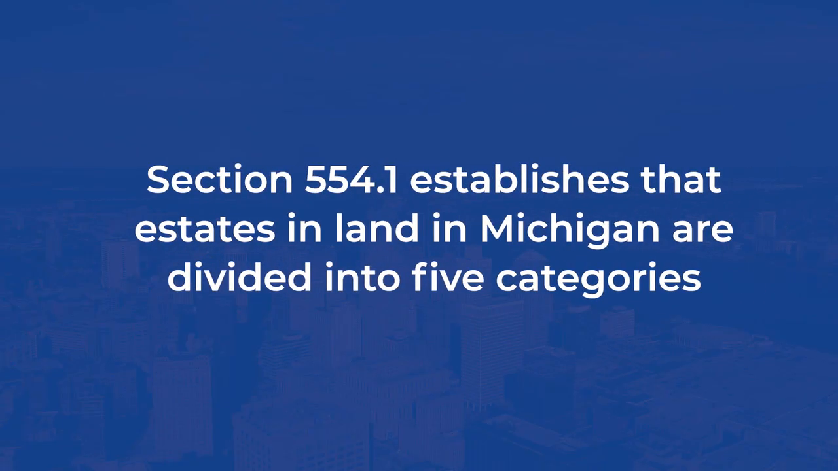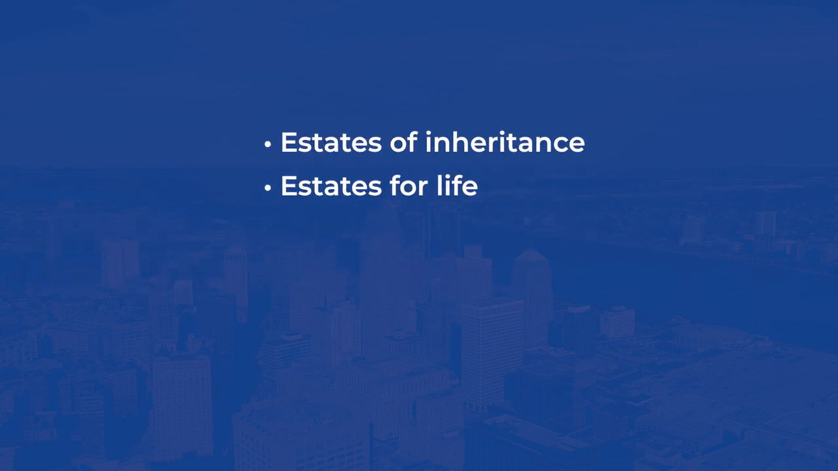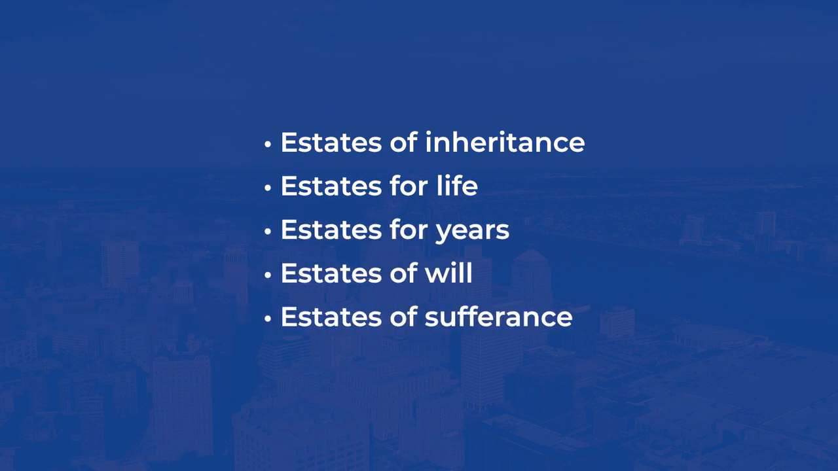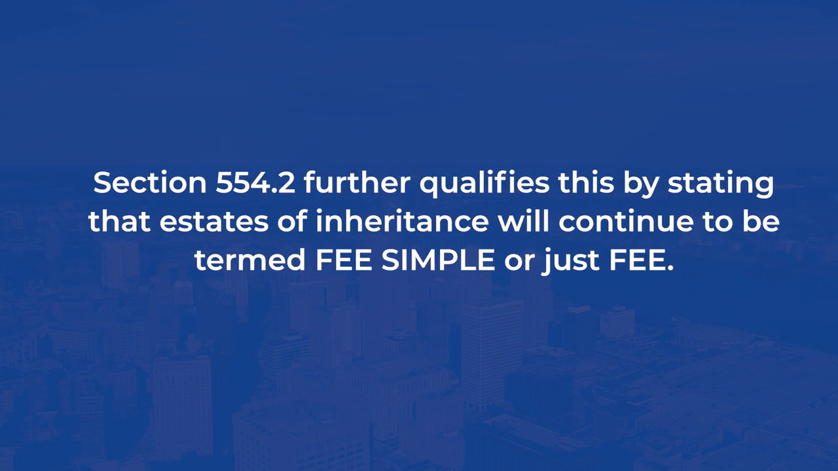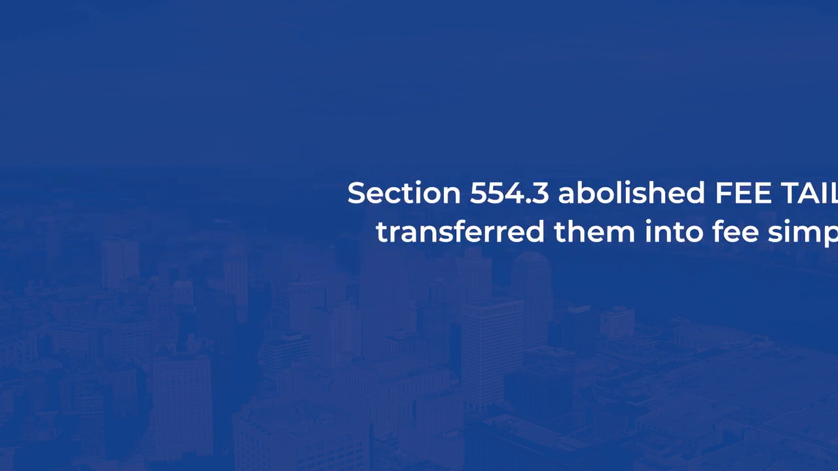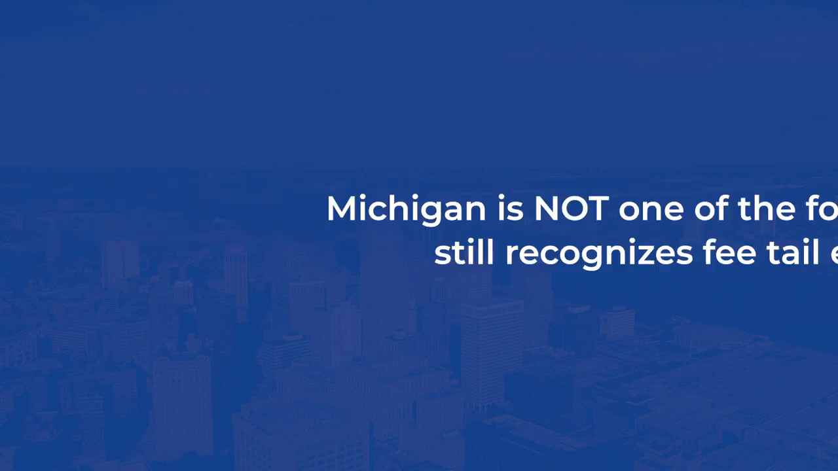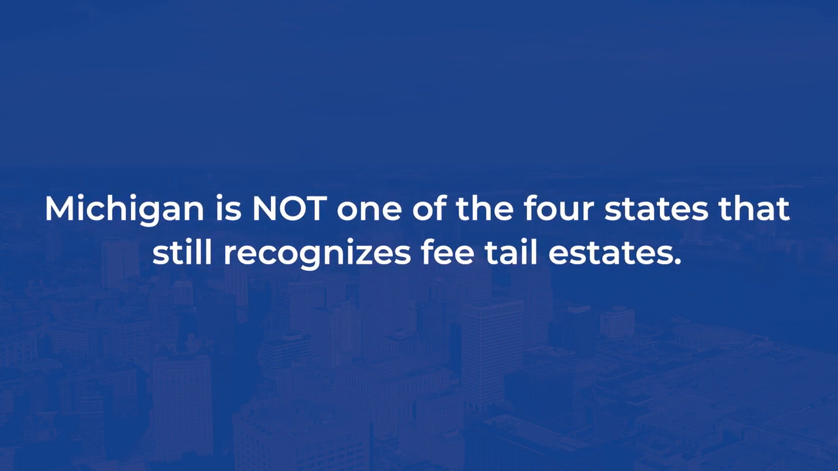Section 554.1 establishes that estates in land in Michigan are divided into 5 categories: estates of inheritance, estates for life, estates for years, estates of will, and estates of sufferance. Section 554.2 further qualifies this by stating that estates of inheritance will continue to be termed fee simple or just fee. Section 554.3 abolished fee tail estates and transferred them into fee simple estates. Michigan is not one of the 4 states that still recognizes fee tail estates.